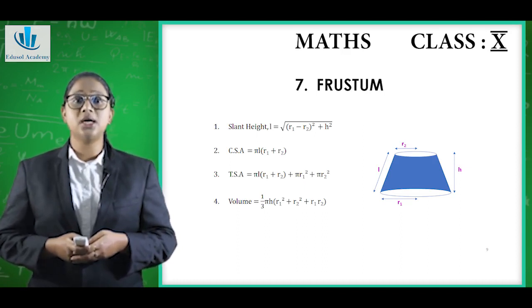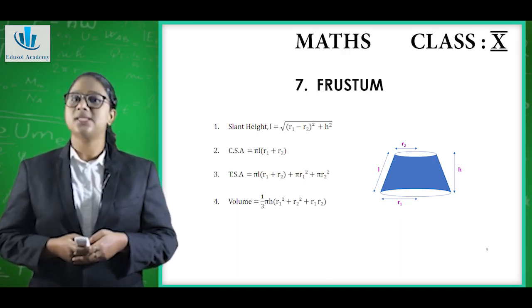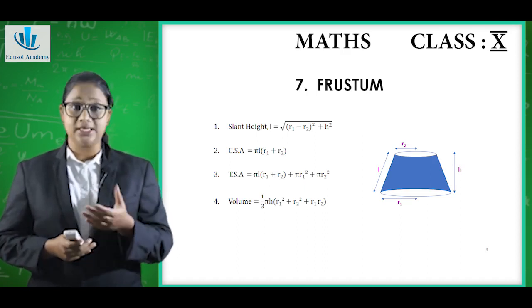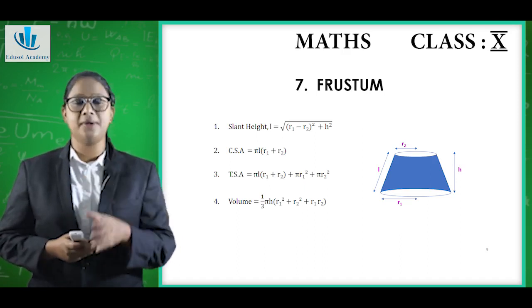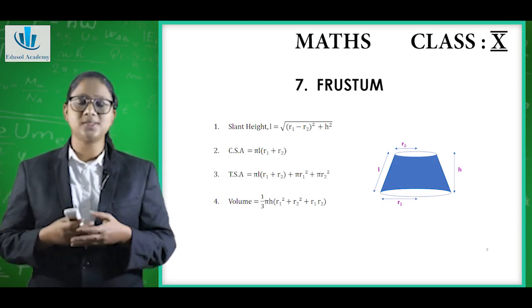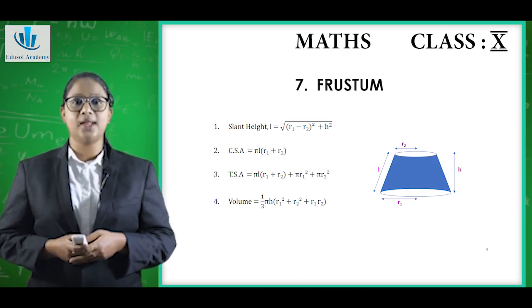Now, talking about the curved surface area of a frustum, the equation is pi into R1 plus R2 into L, that is the slant height. For the total surface area of a frustum, the equation is pi L into R1 plus R2, that is the CSA, plus the top base, that is the bigger base, pi R1 square, plus pi R2 square, that is the smaller base area. To find the volume of a frustum, the equation is 1 by 3 pi H into R1 square plus R2 square plus R1 R2.